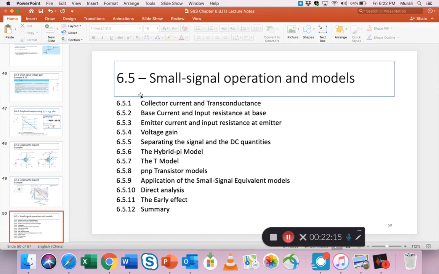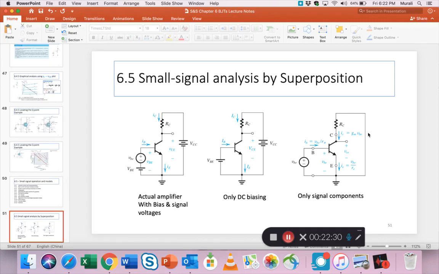Okay, now as you can see, 6.5 has a number of subsections, 6.5.1, 2, 3, all the way to 12. So let's get started to see what the primary details here are. Okay, so small signal analysis by superposition.